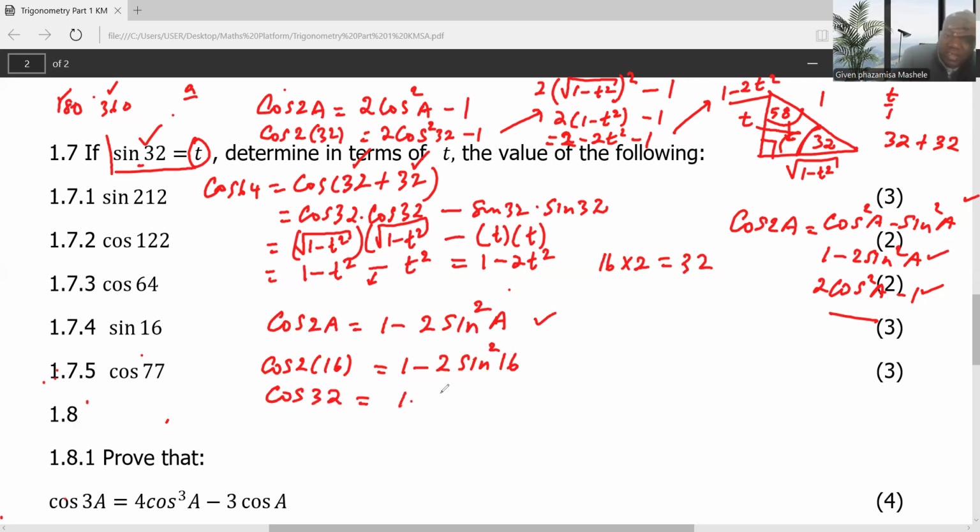We have that, and this is the same as 1 minus 2 sine squared 16. We want this sine 16 here. So we know this will get cos 32 here. What is cos 32? Cos 32 is the root of 1 minus t squared. Then we're going to say 1 minus 2 sine squared 16. So now we want to make sine 16 the subject of the formula because it's what we want.